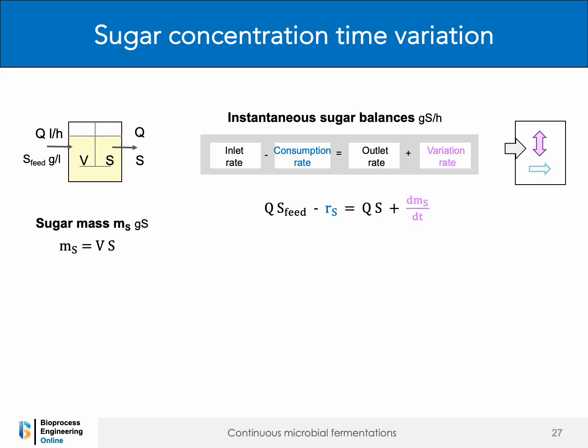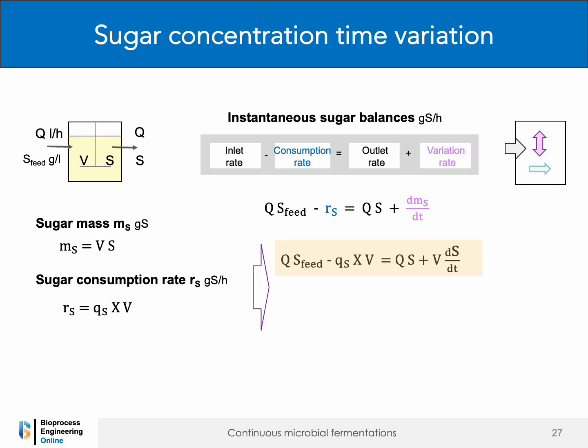The sugar mass Ms is the product of the volume V by the sugar concentration S. The sugar consumption rate Rs is given by the product of the specific sugar consumption rate qs, the biomass concentration X, and the medium volume V. The resulting sugar balance is Q S feed minus qs X V equals QS plus V dS over dt. Dividing by the medium volume V yields the governing differential equation for the temporal evolution of the sugar concentration: dS over dt equals minus qs X plus Q over V times S feed minus S.